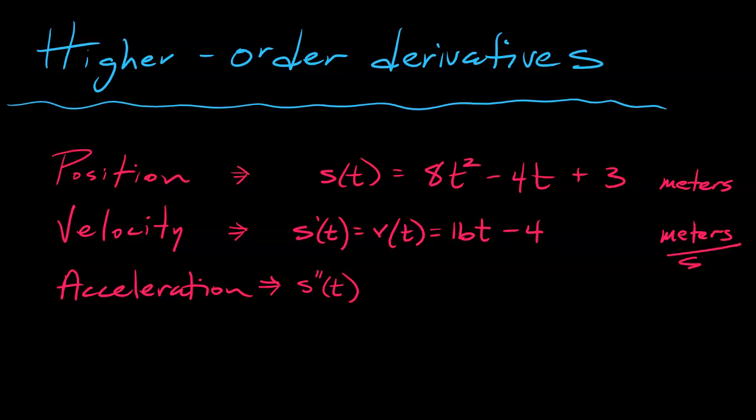So if I take the derivative of velocity, the slope of meters per second would be meters per second divided by seconds, which would be meters per second squared.